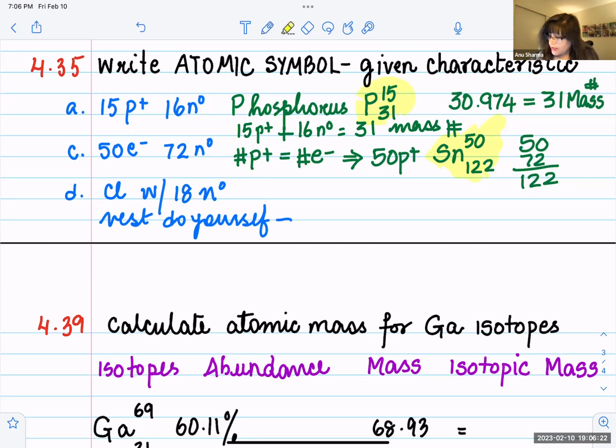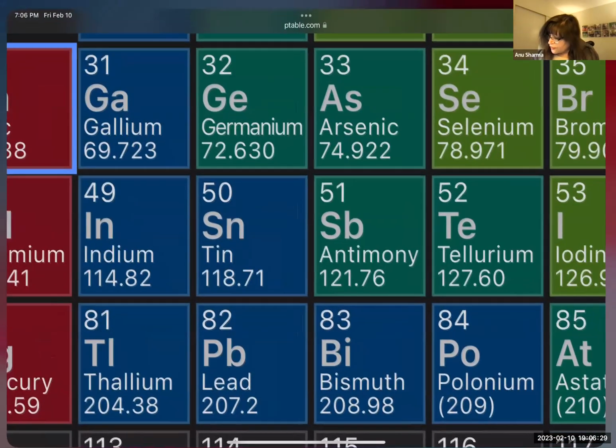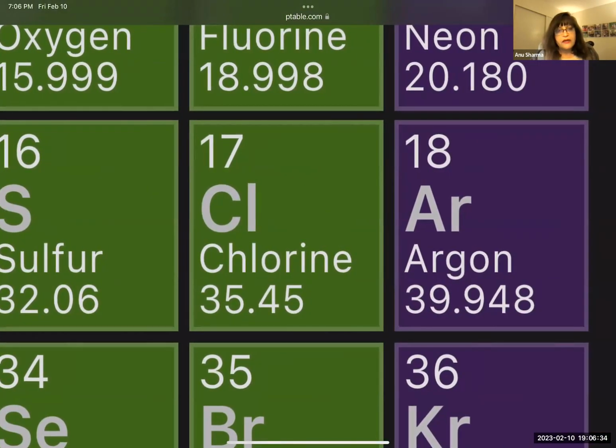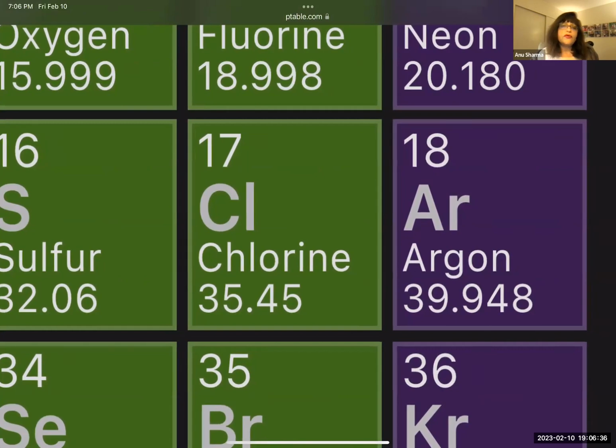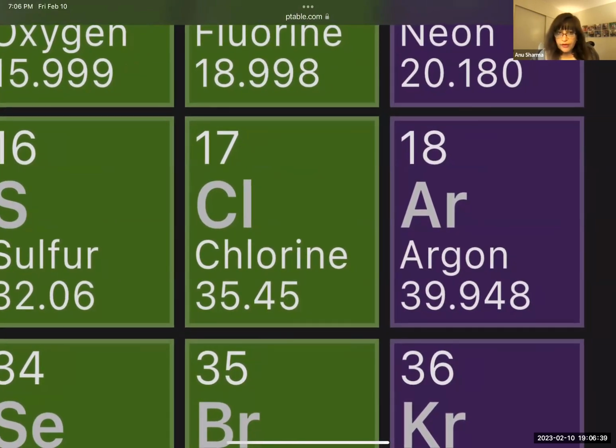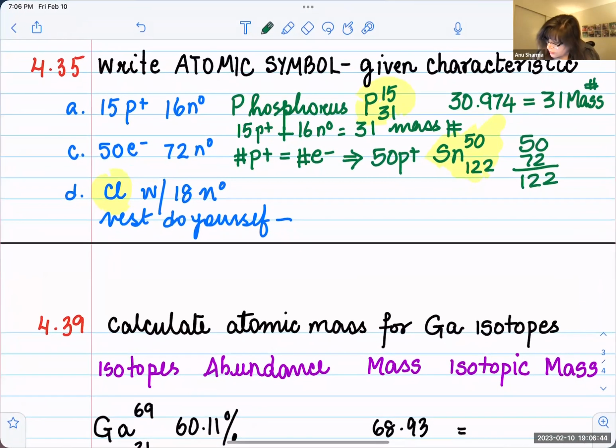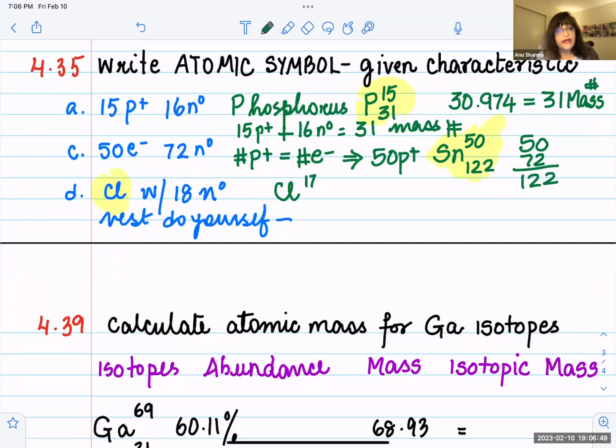Now they have already given you the identity of the element, chlorine, right? So write down chlorine. Let's go back and check. Where is chlorine? Chlorine is here: 17, 35.45, so commonly we just use 35. Chlorine is always 17. And they're saying write down that atom of chlorine which has 18 neutrons. So 17 plus 18 neutrons.